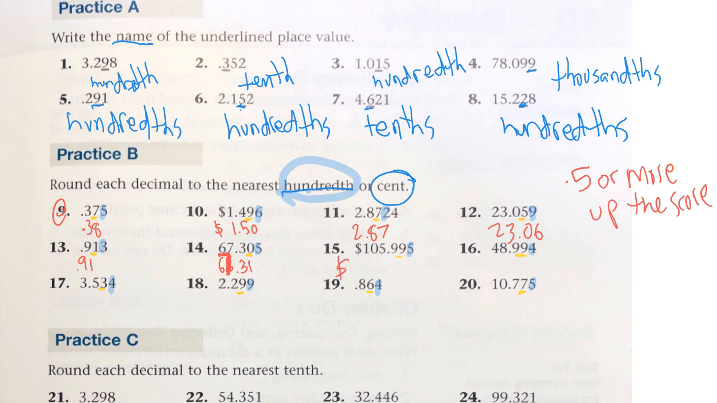This one is money. So we have here a 5, so we're going to up the score. And so this is going to regroup all the way back to there. So if we add a penny to 99 cents, it's going to make that become another dollar. So $1.05 becomes $1.06.